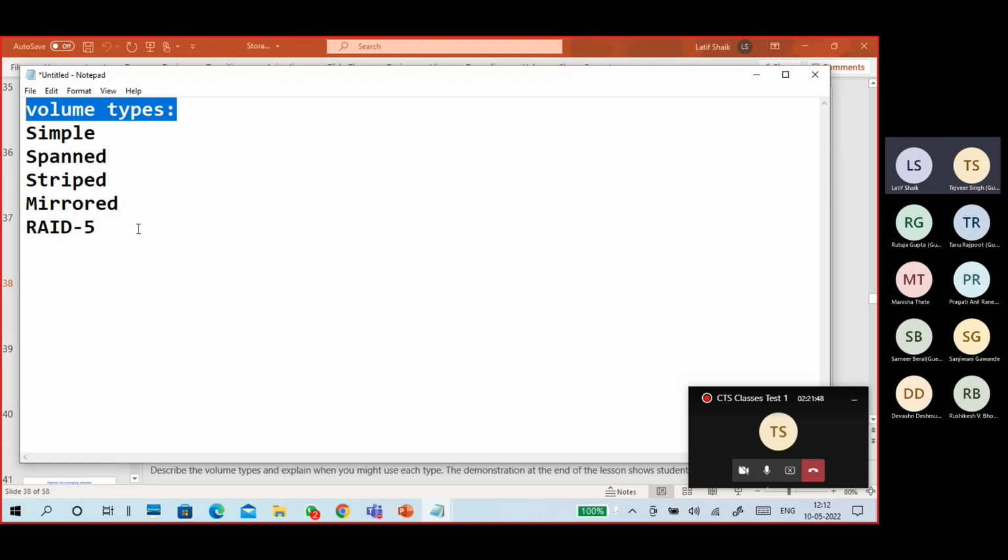NTFS provides certain features: quota, encryption, compression, indexing, and one more, what is that, security. Okay, these are the features of NTFS. ReFS, resilient file system. So you store data in the drive, and of course data may get corrupted while it is being accessed by multiple people, or maybe the same user, same applications; the possibility of corruption is there. So what to do? Better to store the data in ReFS formatted drives.